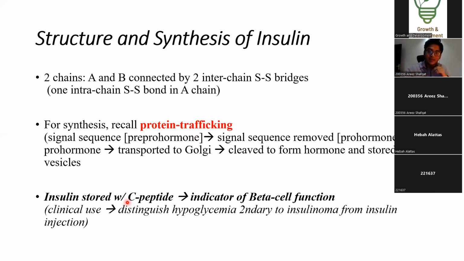You measure C-peptide. If C-peptide is high, that means the insulin in the body, your body is releasing it. That means it's probably a tumor of insulin, an insulinoma. If the C-peptide is low, that means the guy is administering insulin to himself. Does this slide make sense? Insulin synthesis and the C-peptide business. Does all of this make sense?